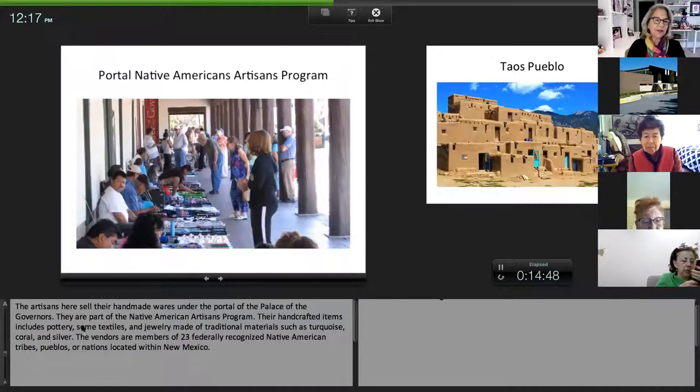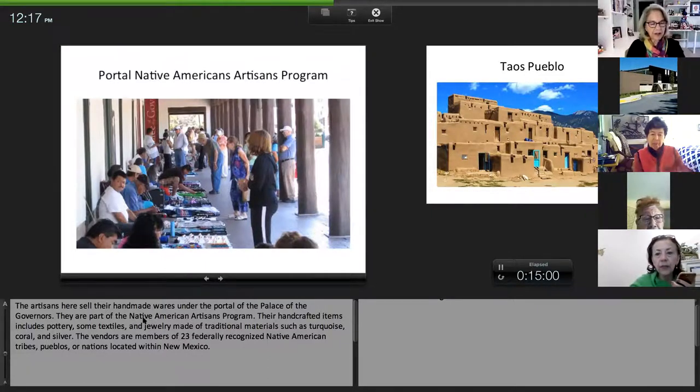What we enjoyed was our visit to all the artisans. So these are the artisans, they spread out here and they sell all their handwares under this portal. And these artisans are actually part of a Native American artisans program. Their handcrafted items include pottery, textile, jewelry, and many of them are made with traditional turquoise, coral, and silver. And the members are vetted, and they're actually members of 23 federally recognized Native American tribes, pueblos, and nations in New Mexico.